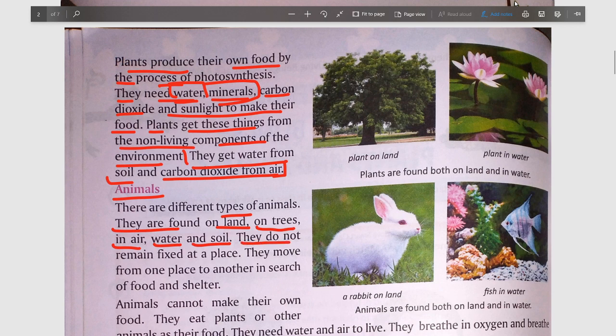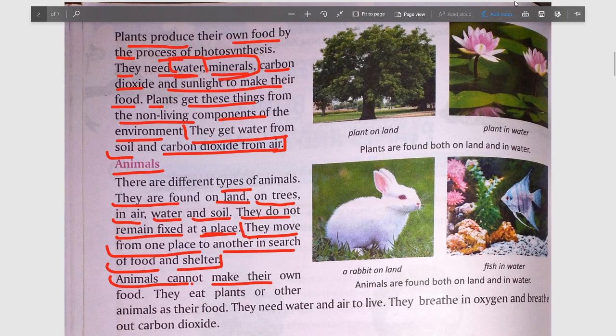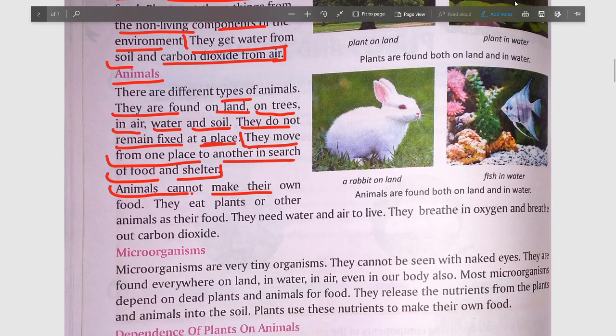So they do not remain fixed at a place. Like plants, they remain fixed at a place, but animals do not. They move from one place to another in search of food and shelter. Animals cannot make their own food like plants. Plants make their own food, but animals cannot make their own food.